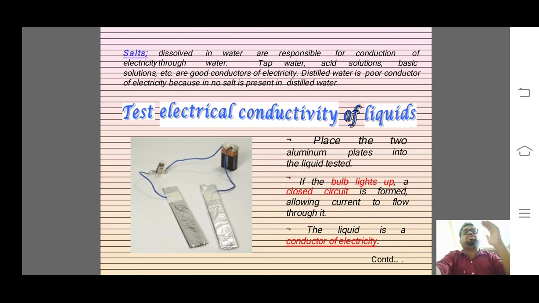So salts dissolved in water are responsible for the conduction of electricity. Again I am telling, tap water, acid solution, basic solution are good conductors, whereas distilled water is a poor conductor. And if you want to make a liquid conducting, you have to add some kind of salt or acid or base to it to make the solution conducting so that current is passed through.